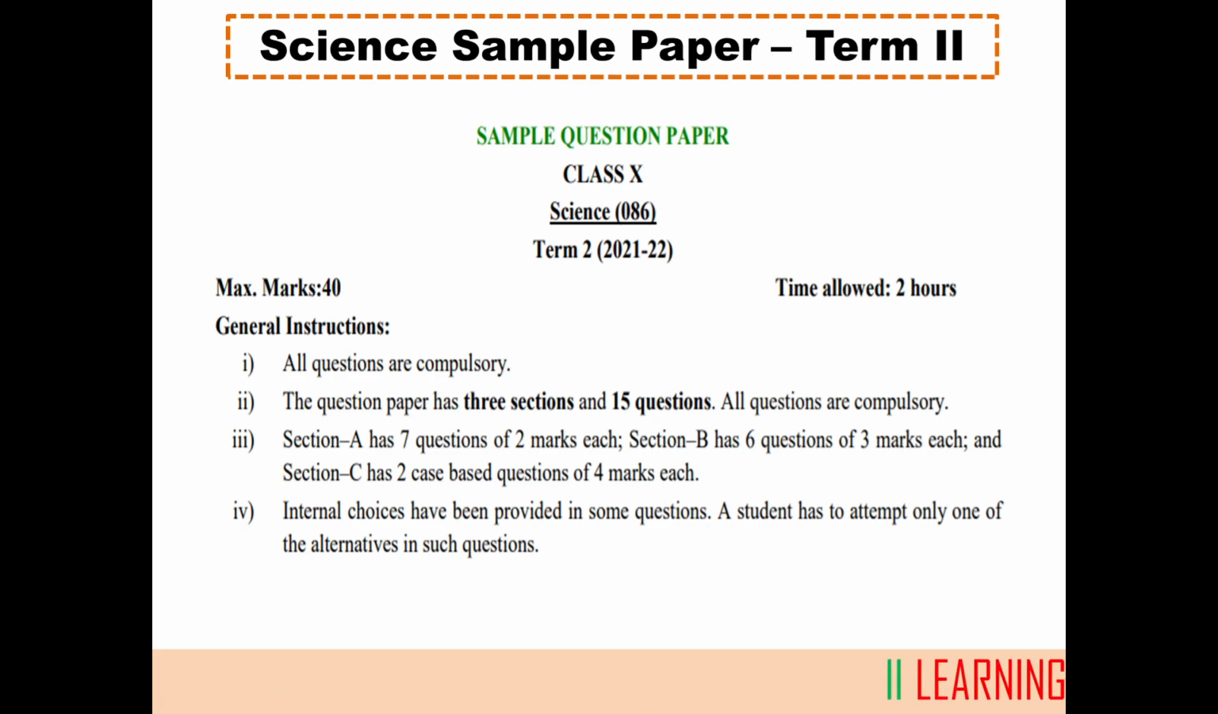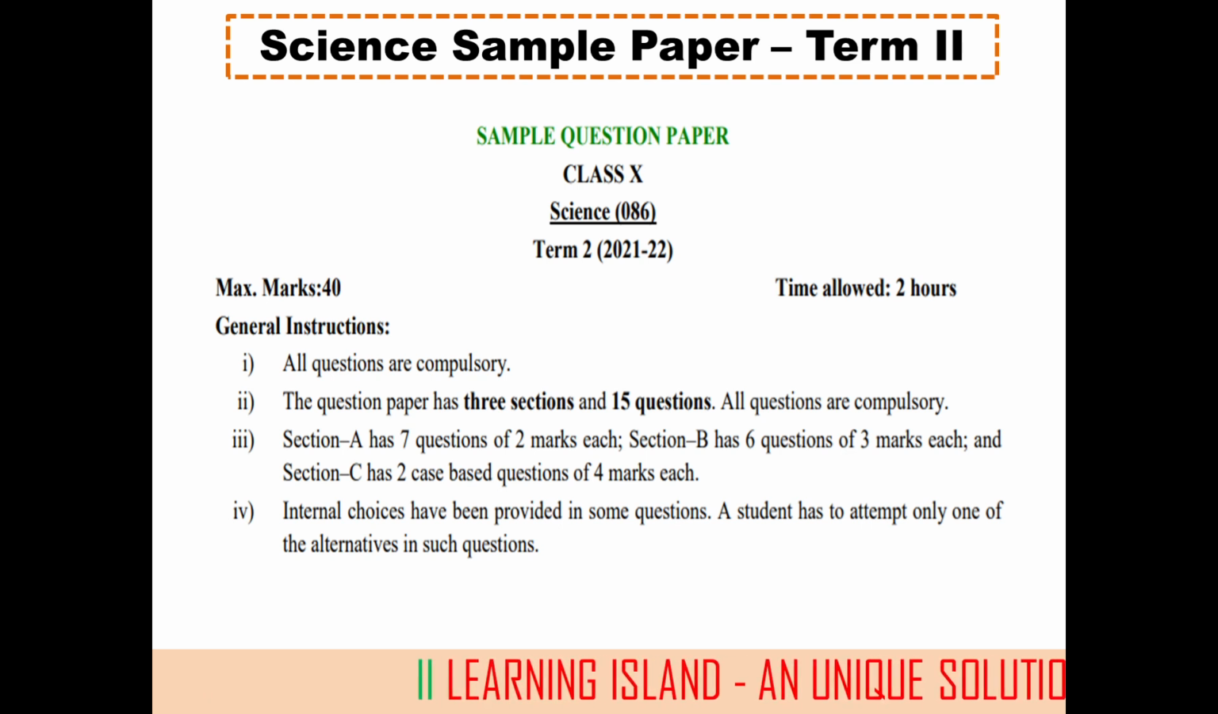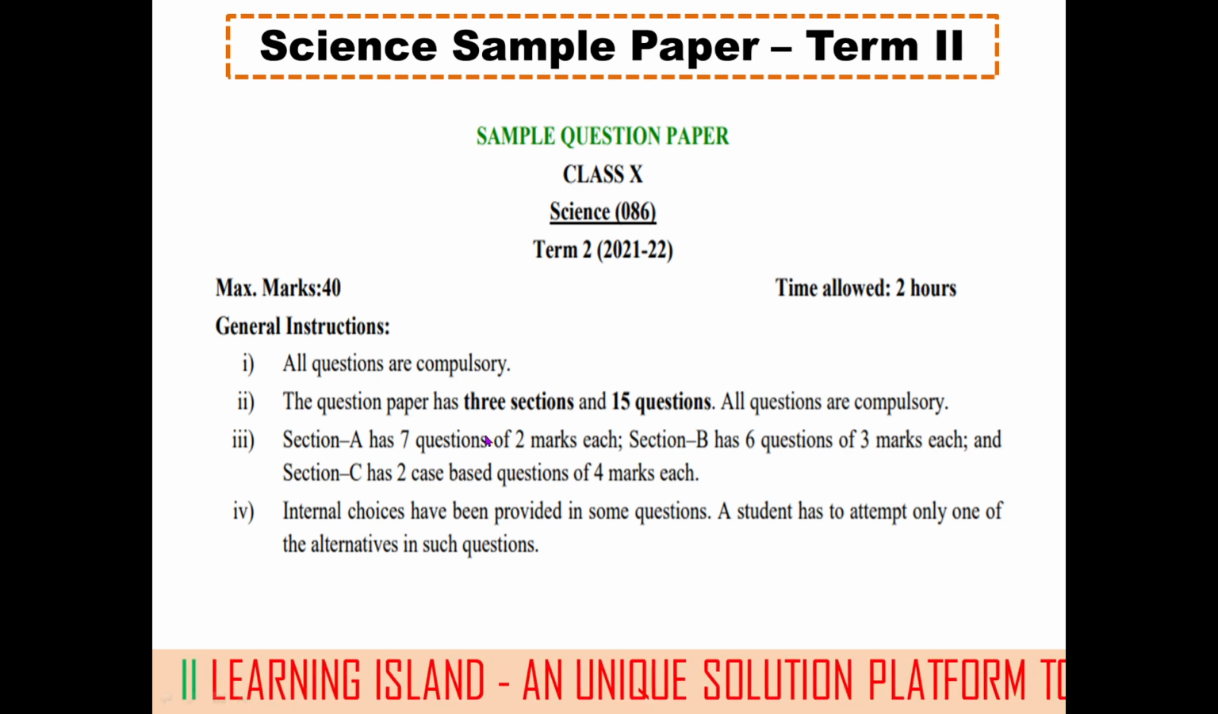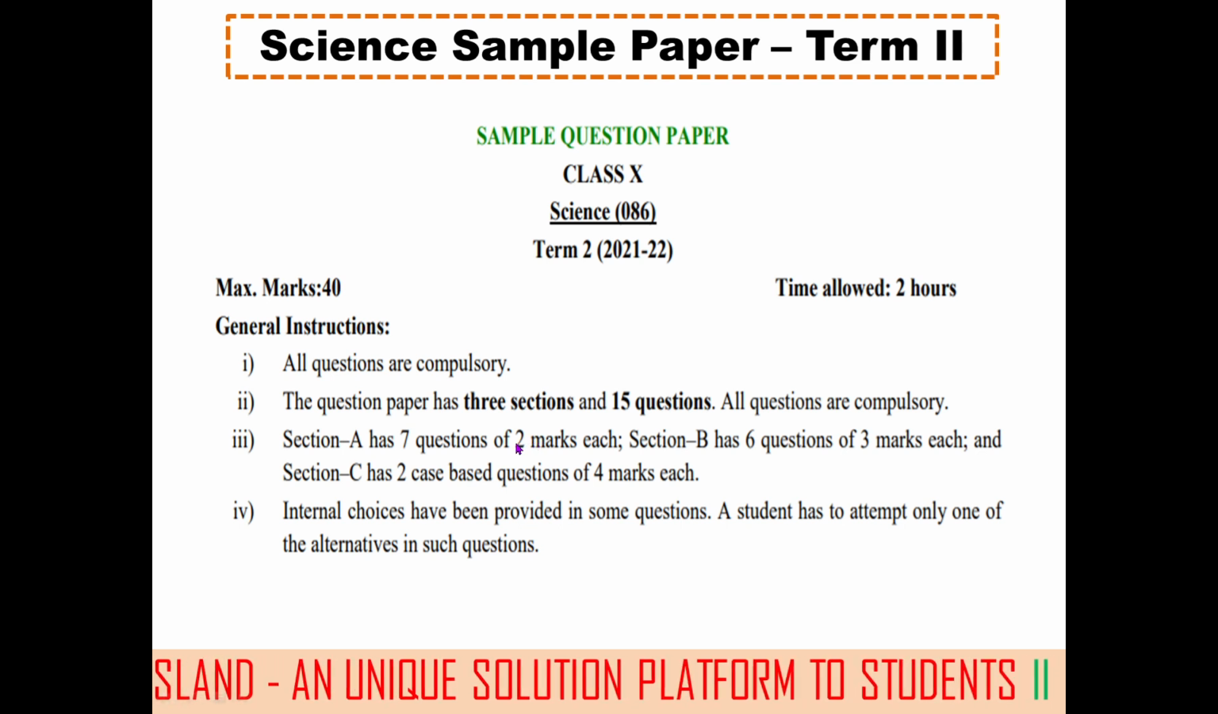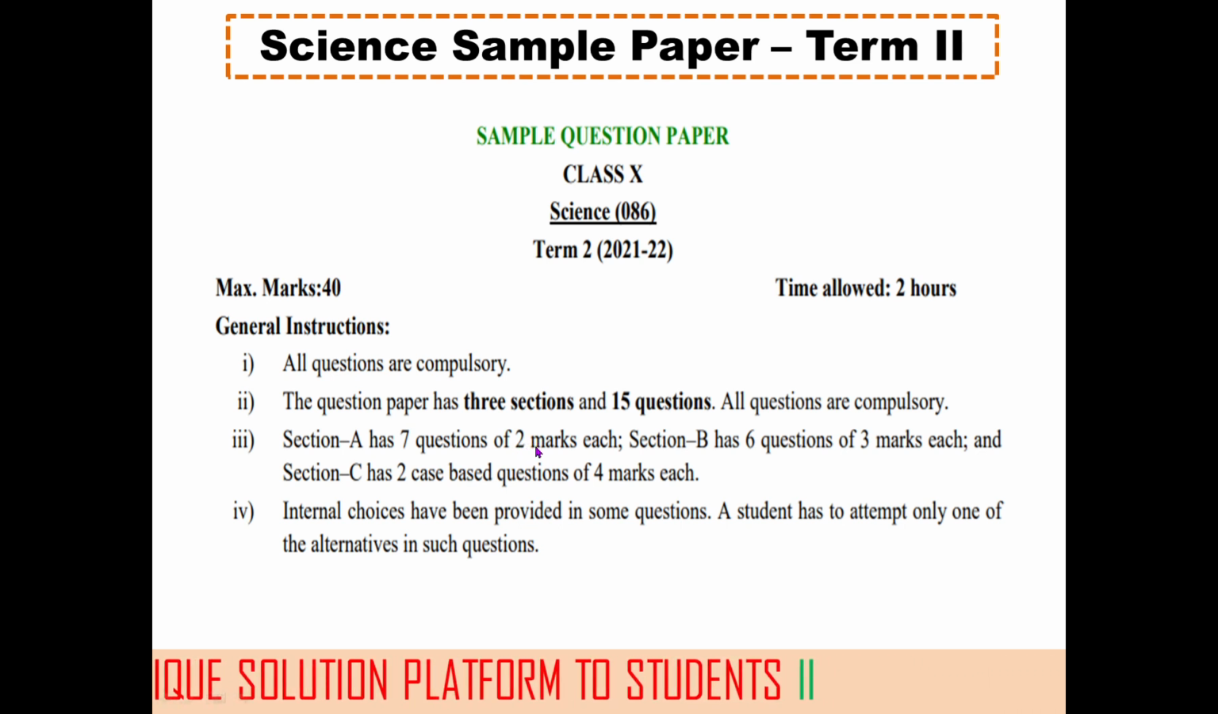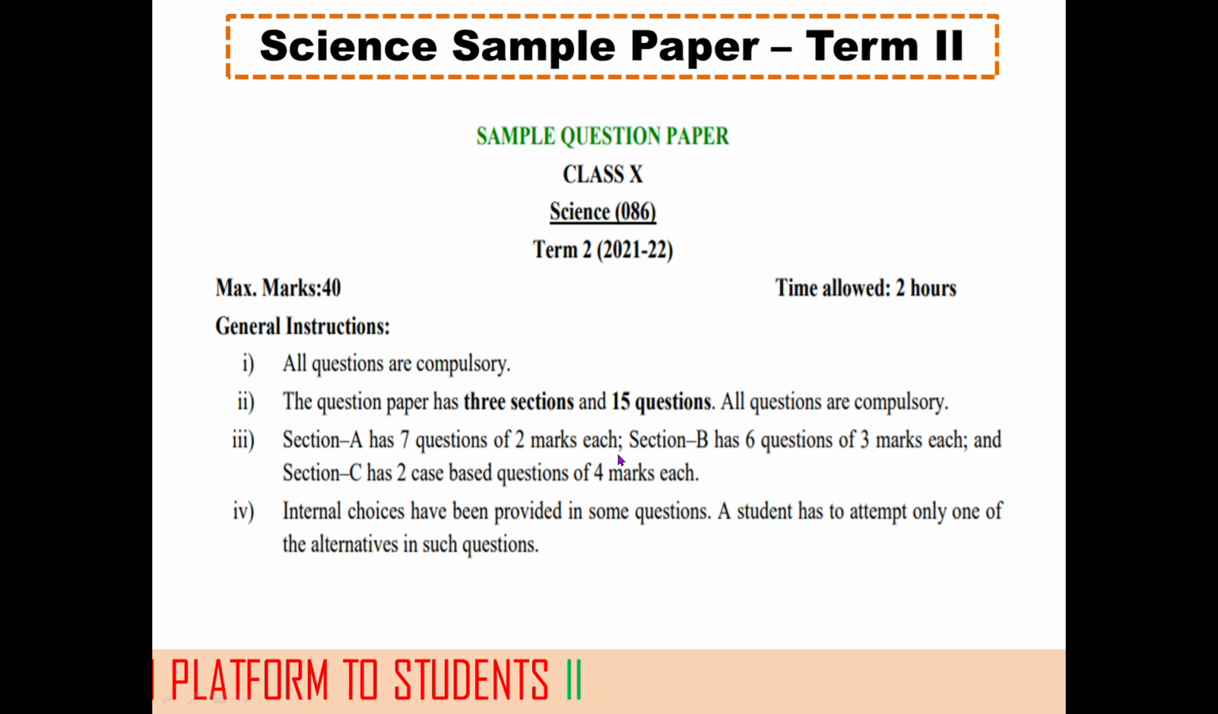So I am again telling you the question pattern. The question pattern has three parts: section A, section B and section C. In section A there are 7 questions of 2 marks each, in section B there are 6 questions of 3 marks each, and in section C there are 2 case-based questions of 4 marks each. So the total is 40 marks. Now let us start.